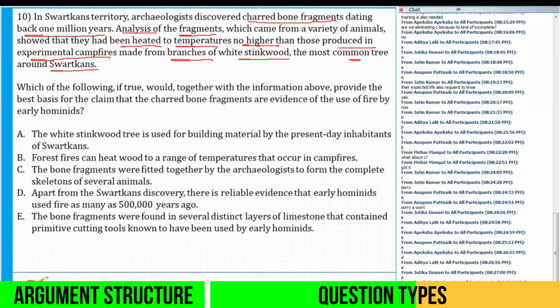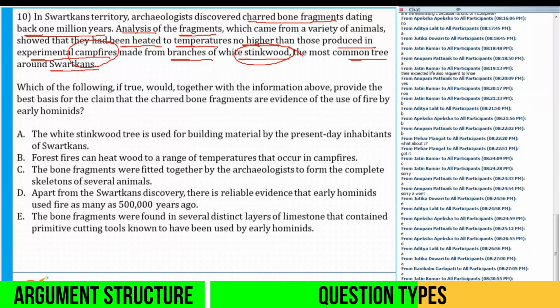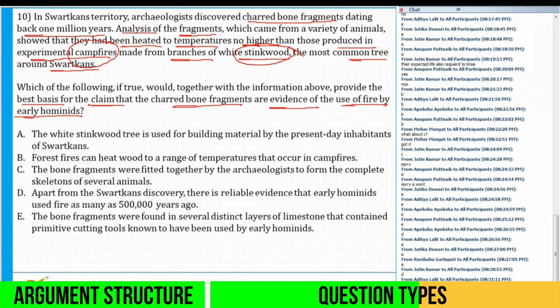So what he's trying to say is that there probably were people 1 million years back. They must have killed animals. They must have built up a campfire. They must have used the stinkwood that is available in this region. They must have built a campfire and roasted these animals and eaten these animals. Okay, that is what he's trying to tell us. So, what is going to prove the claim that the charred bone fragments are evidence that the early hominids used fire? How will you prove? Tell me.